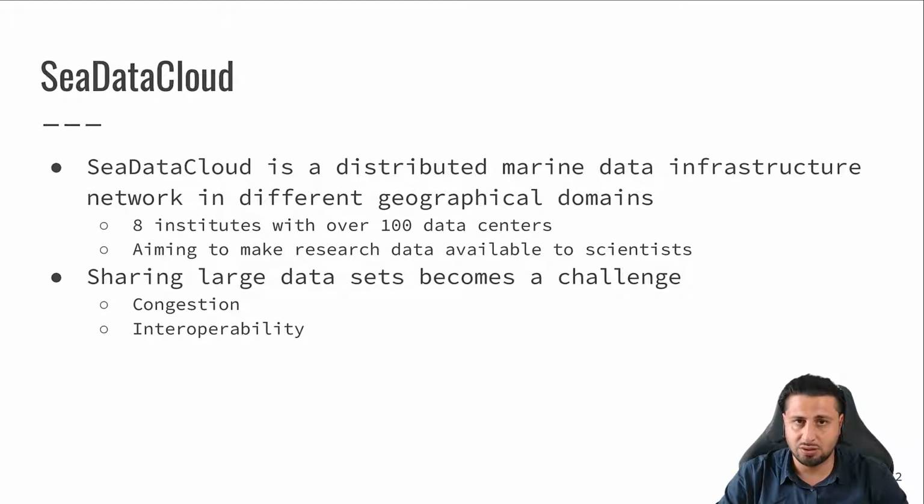CData Cloud is a distributed infrastructure to manage large and diverse sets of data about seas and oceans. This pan-European network offers data access to support scientific workflows which vary from climate change prediction to offshore engineering. They have 8 institutes with over 100 data centers, and their aim is to make research data available to scientists. They serve very large data sets, which could potentially lead to network congestion. Sharing data also becomes a challenge to scale up with a lot of load.